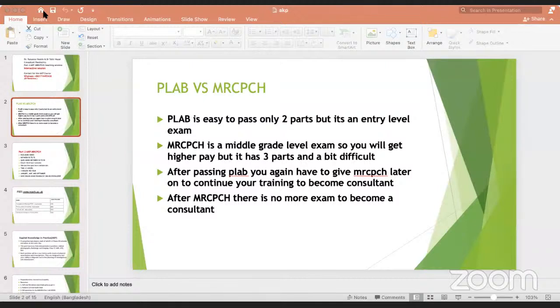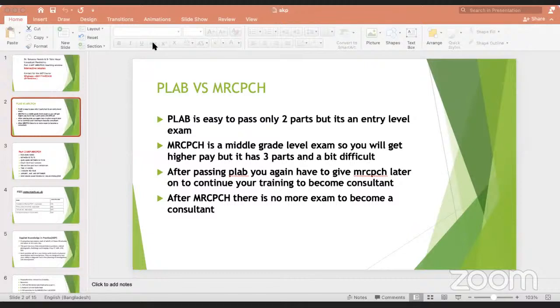From the IMG, International Medical Graduate, what I feel is that you should go with the MRCPCH route, because after MRCPCH, there is no exam. Okay, you will be directly under training at ST3 level or ST4 level. Then you will continue training for 4 or 5 years. Then you can become the consultant. That is a highly prestigious job in the UK. And followed by that you can do FRCPCH, that is awarded by the Royal College of Paediatrics and Child Health.